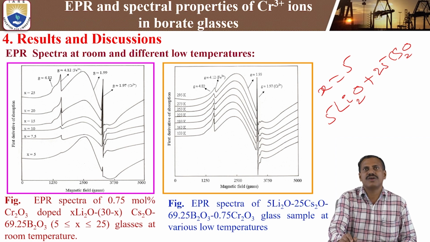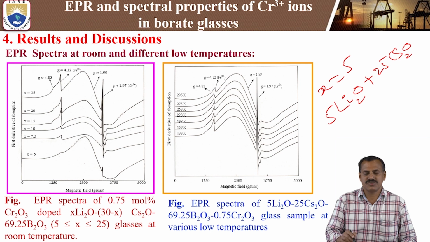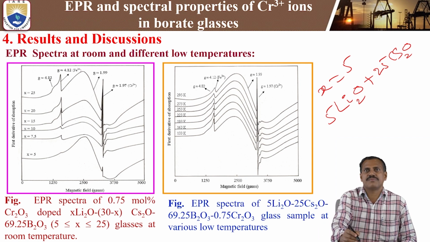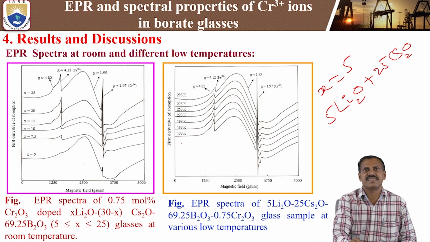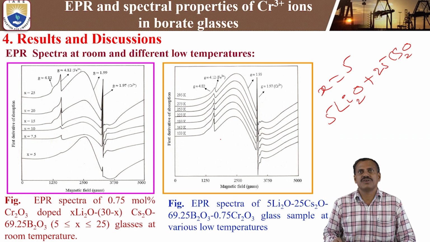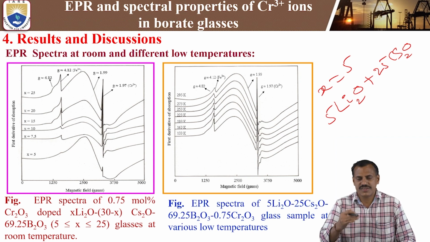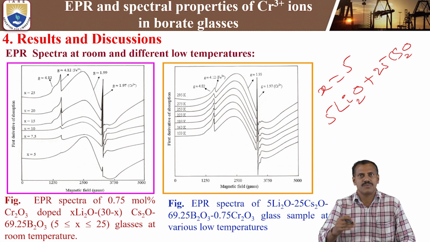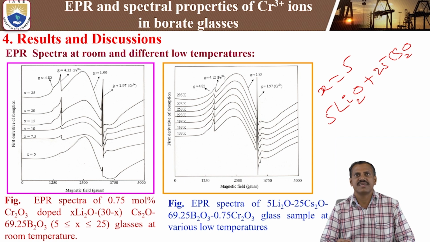In the same way, we studied the same EPR analysis at low temperature also, at different temperatures. Low temperature means 133 K to 163 K, 193 K up to 295 K. For low temperature we use liquid nitrogen; only then can we reduce the temperature from room temperature to low temperature, from 133 Kelvin to 295 Kelvin.